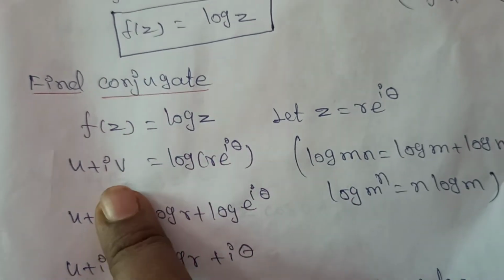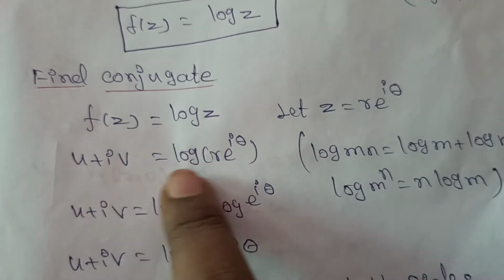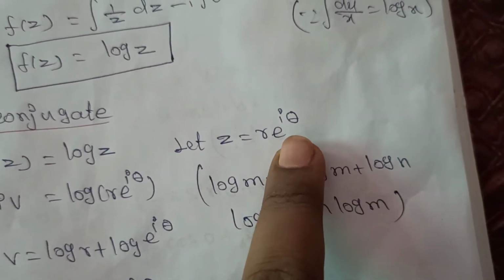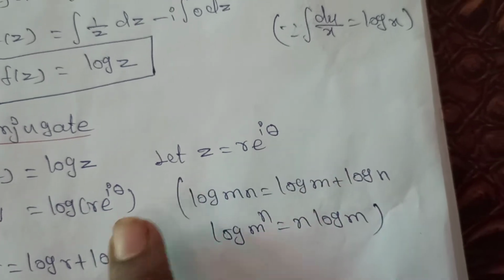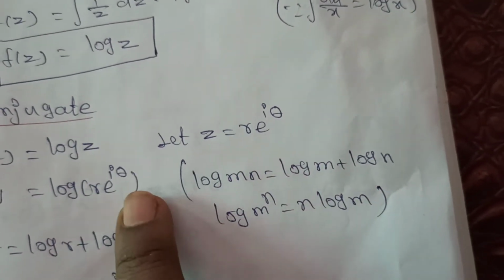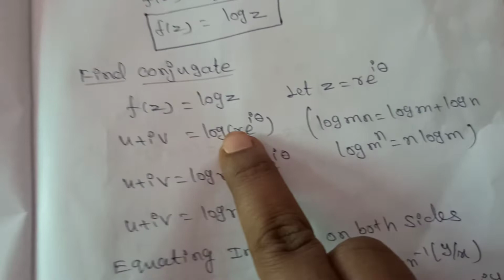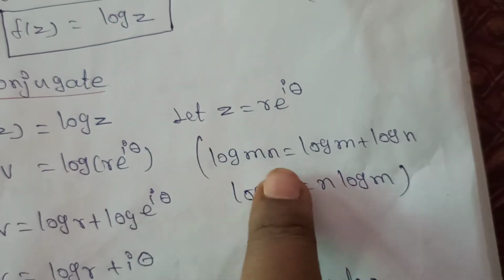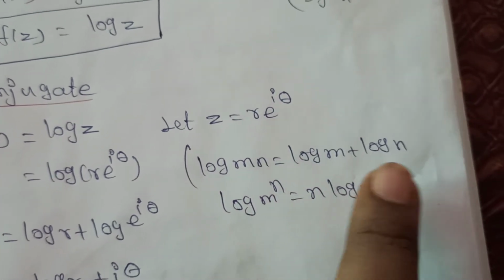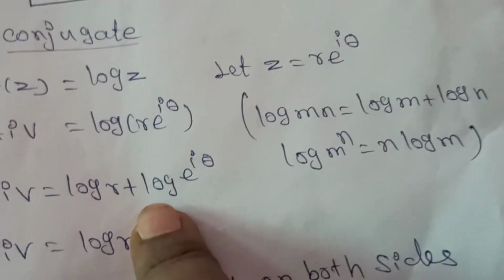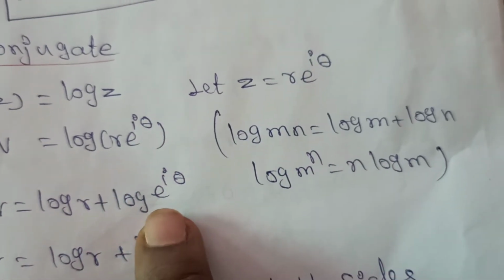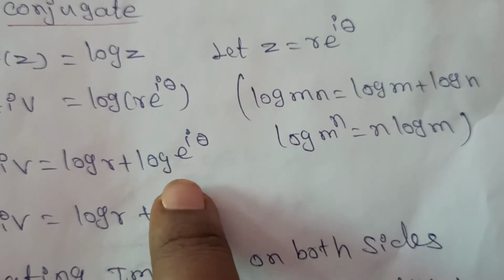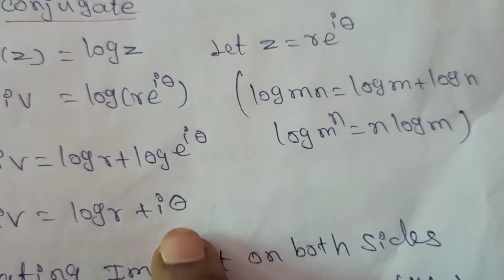Take the polar condition. f of z, you know the formula, u plus iv, substitute here, is equal to log of z. Actually z is equal to r into e power of i theta, so substitute this here: log of r into e power of i theta. Next you want to apply the log mn formula. What's the log mn formula? Log mn is equal to log m plus log n. So using this formula, that is log r plus log of e power of i theta. Okay, so log r plus, here log and exponential cancel, that is plus i theta.